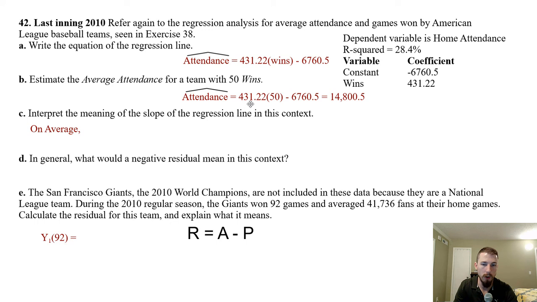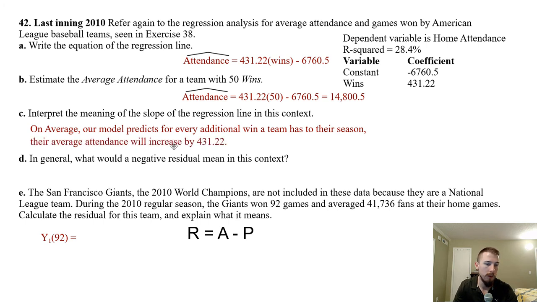Interpret the meaning of the slope of the regression line in the context. So our slope is going to be 431.22. So for every additional win, on average, we are predicting that we're going to increase the average attendance by 431.22 fans. So our model predicts for every additional win a team has in their season, the average attendance will increase by 431.22.